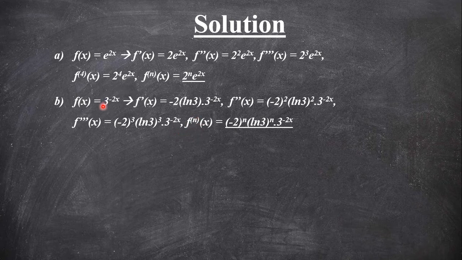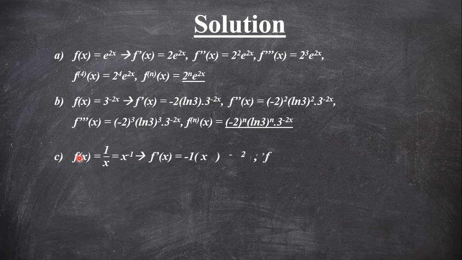So if n is 1 for the first derivative, n is 2 for the second derivative and 3 for the third derivative, the general formula for the nth derivative of this function will be negative 2 to the power of n times ln 3 to the power of n times 3 to the power of negative 2x. Okay, it is very simple.